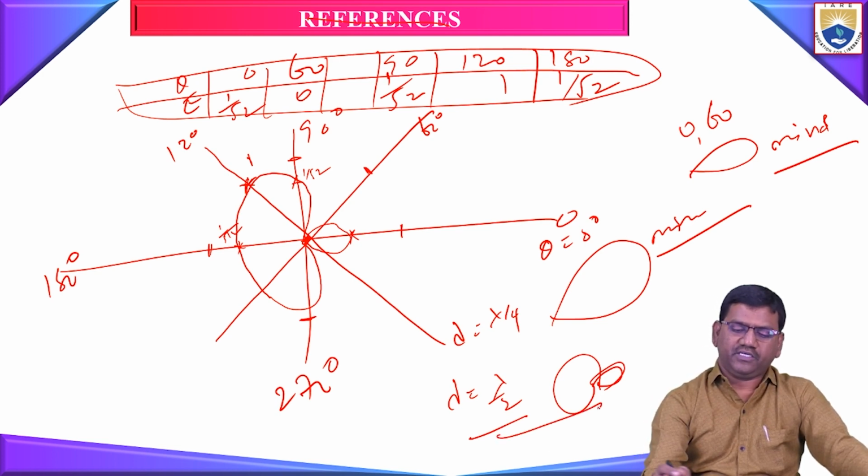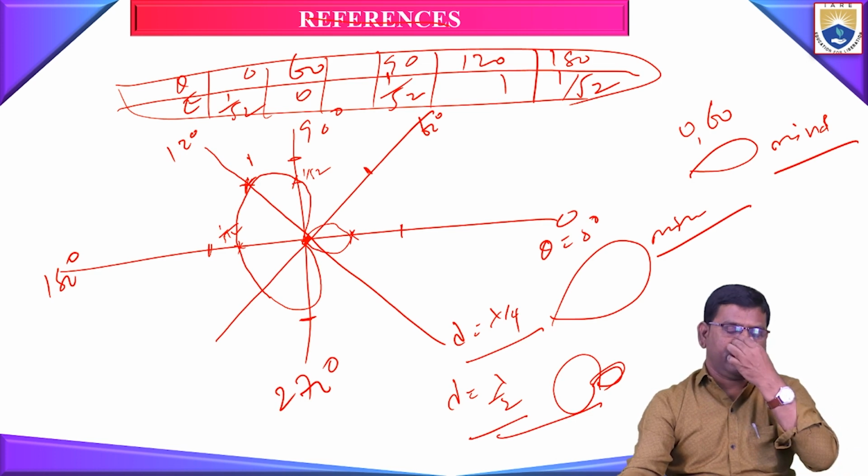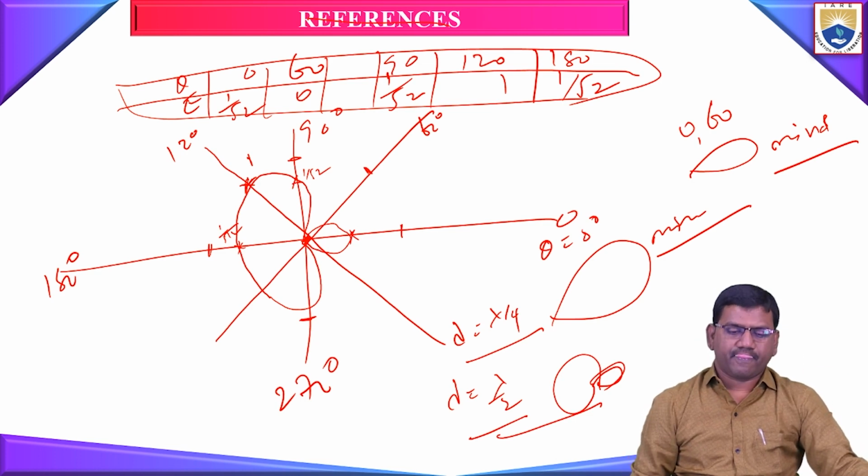So when d is equal to lambda by 2, we observed minor lobes. When d is equal to lambda by 4, there is no minor lobe. Like this, we can change the values of d until the minor lobes are eliminated.